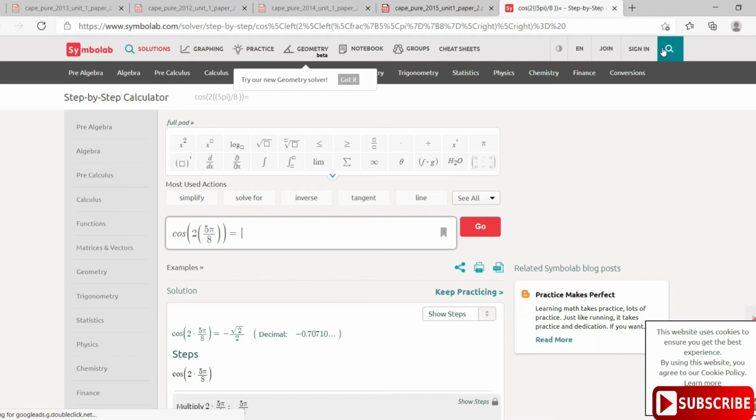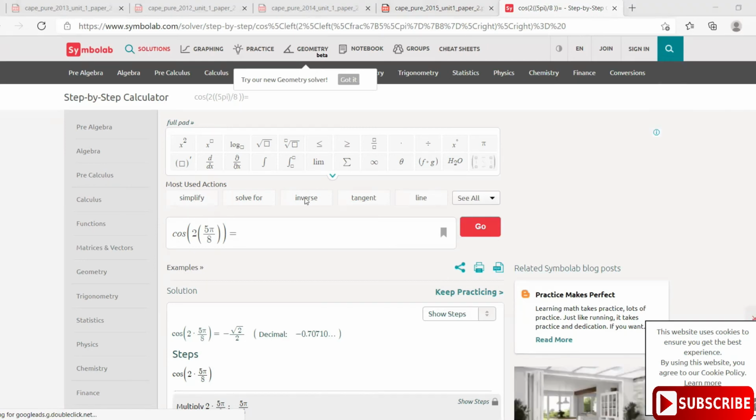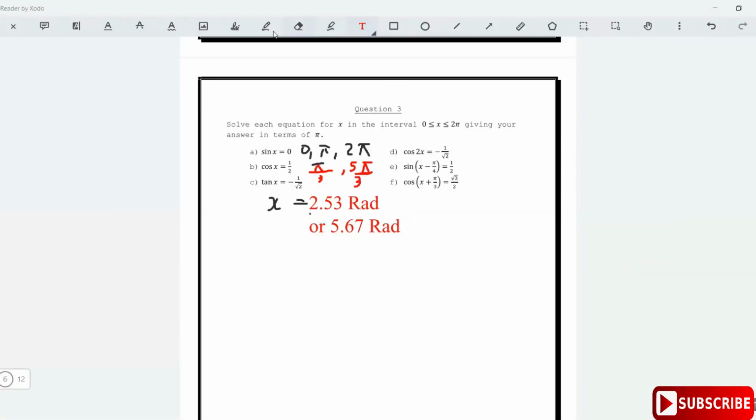Nice. So over here, write them down. For this one, we get x equal, what was that again? 3 pi by 8 or 5 pi by 8.